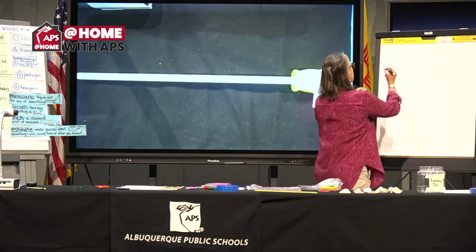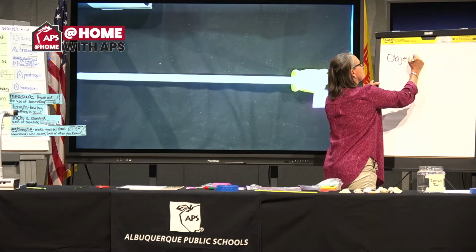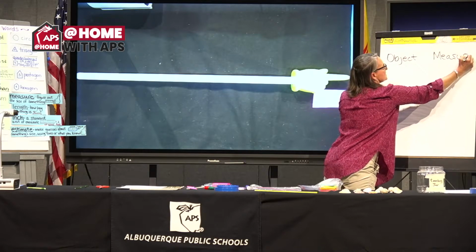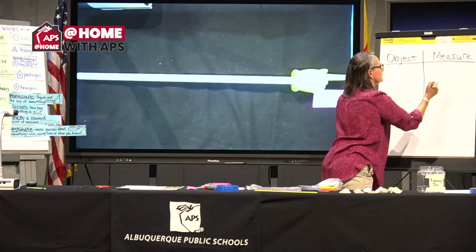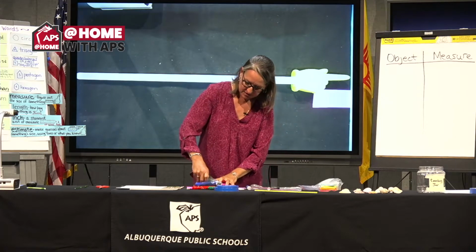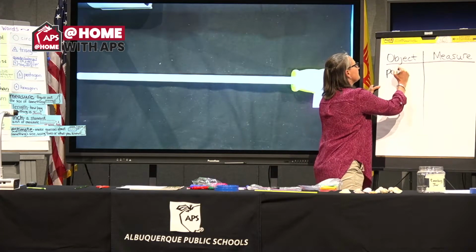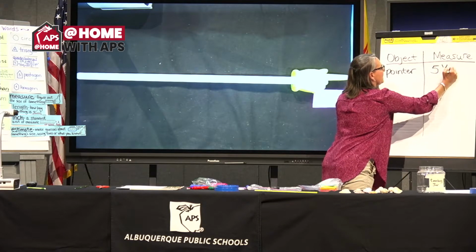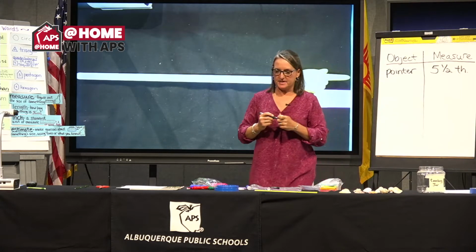So we have what we're measuring, our object, and its measure, which is another way we can use that word measure, to talk about what the measurement was after we're done. So this pointer was about 5.5, and we'll call it a TH for thumb measures.